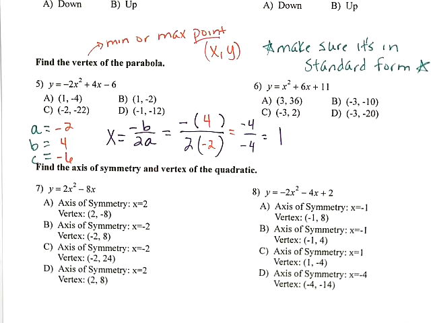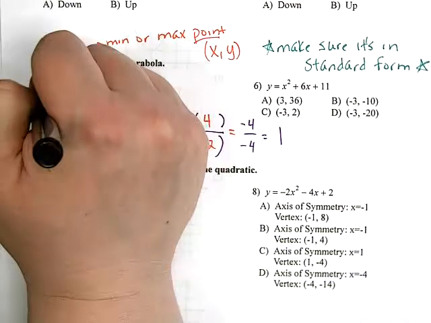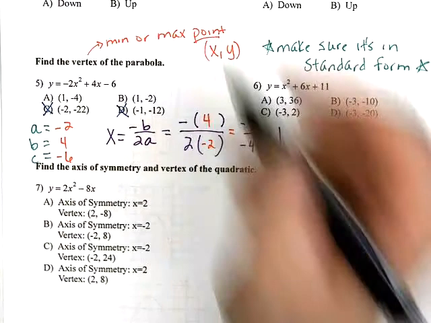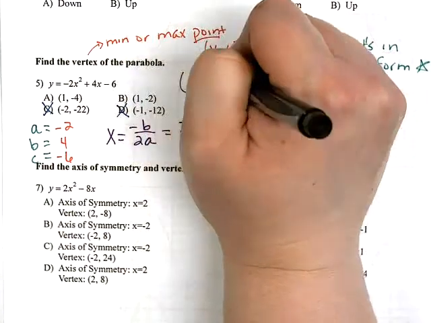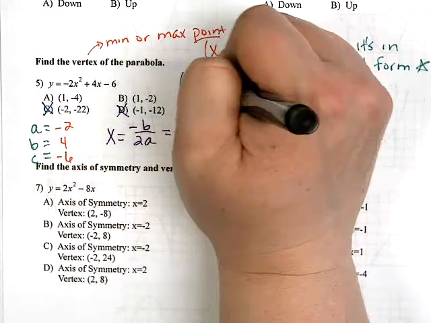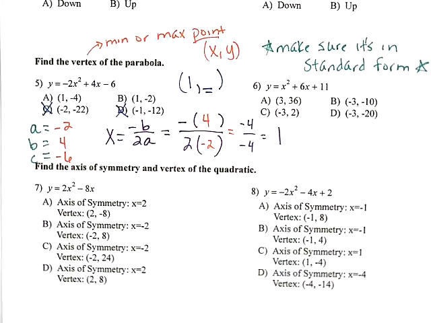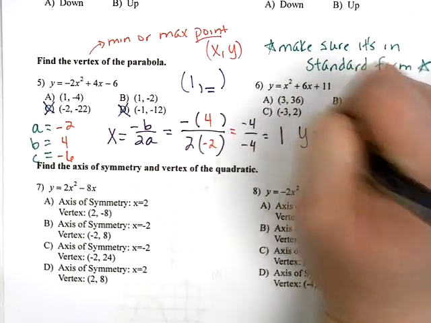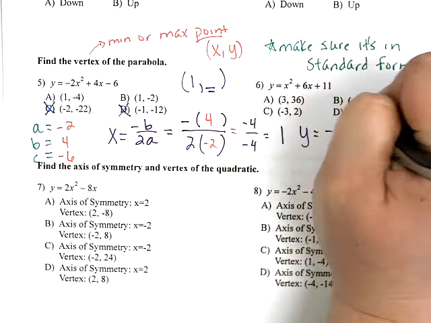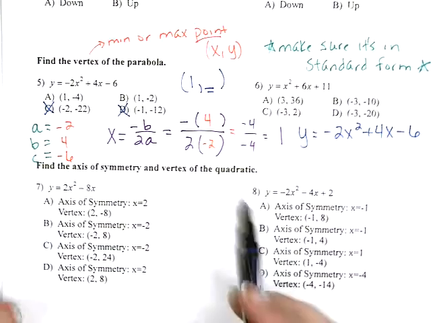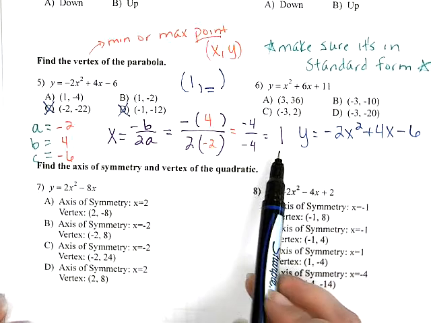Which means right away, if I look at my answer choices, I can eliminate C and D because they don't have the correct x value. My vertex I know is going to be 1 something. I just need to figure out what that something is. In order to figure that out, I'm going to have to use substitution. My original equation is y equals negative 2x squared plus 4x minus 6. All we're going to do is plug in 1 for x.